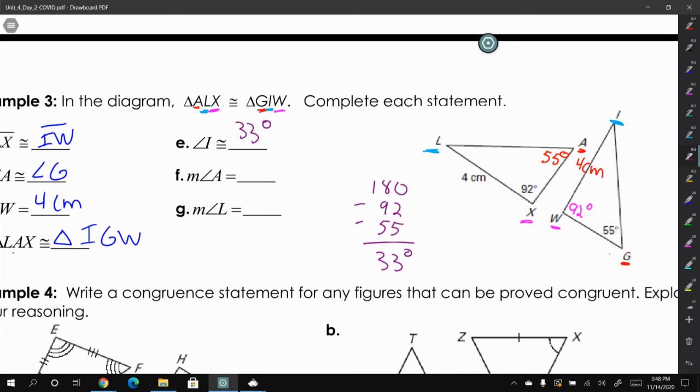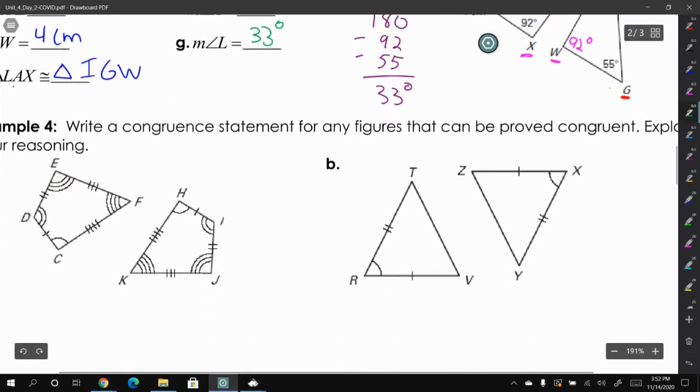The measure of angle A we wrote down was 55 degrees. And now the measure of angle L. Well, in my picture, I have them both underlined in blue, I and L, so they must have the same measure of 33 degrees. So I really think color coding things at the beginning is going to be super helpful for you.